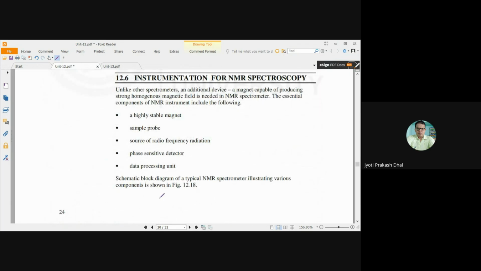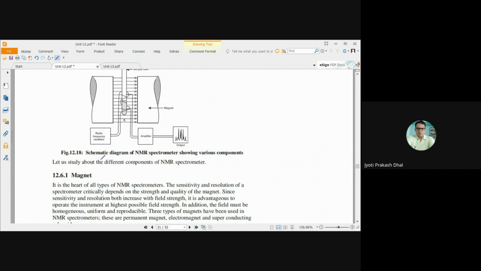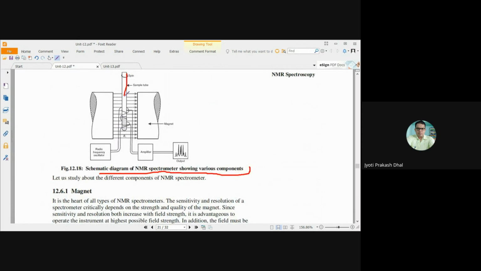Now coming to the instrumentation of NMR. The instrumentation of NMR contains a highly stable magnet, sample probe, source of radio frequency, phase sensitive detector, and data processing unit. So this is the schematic diagram of an NMR spectrophotometer showing the various components. So this is the sample tube, you can see that is the sample tube, and these are the high field magnets.